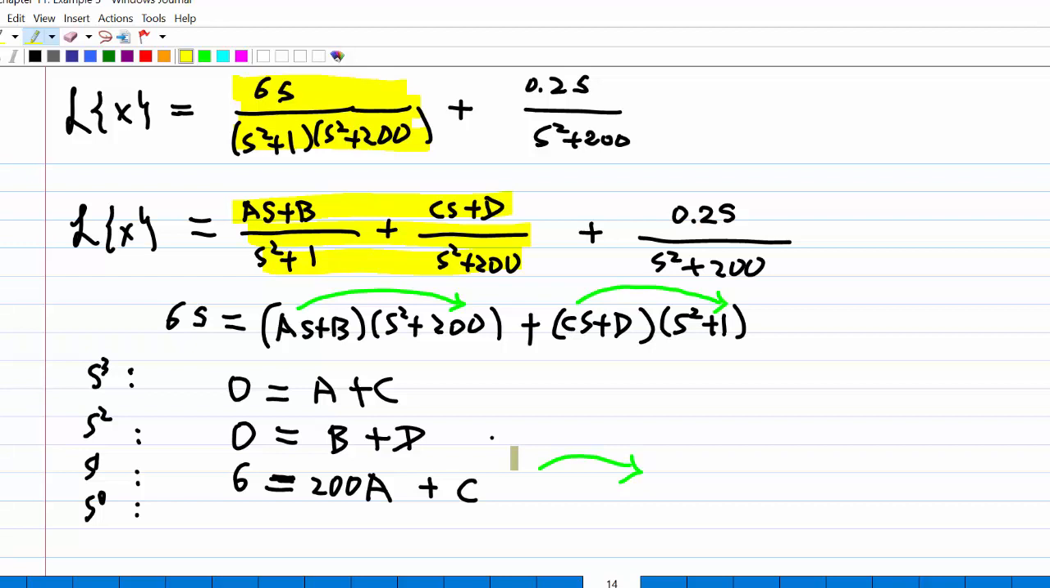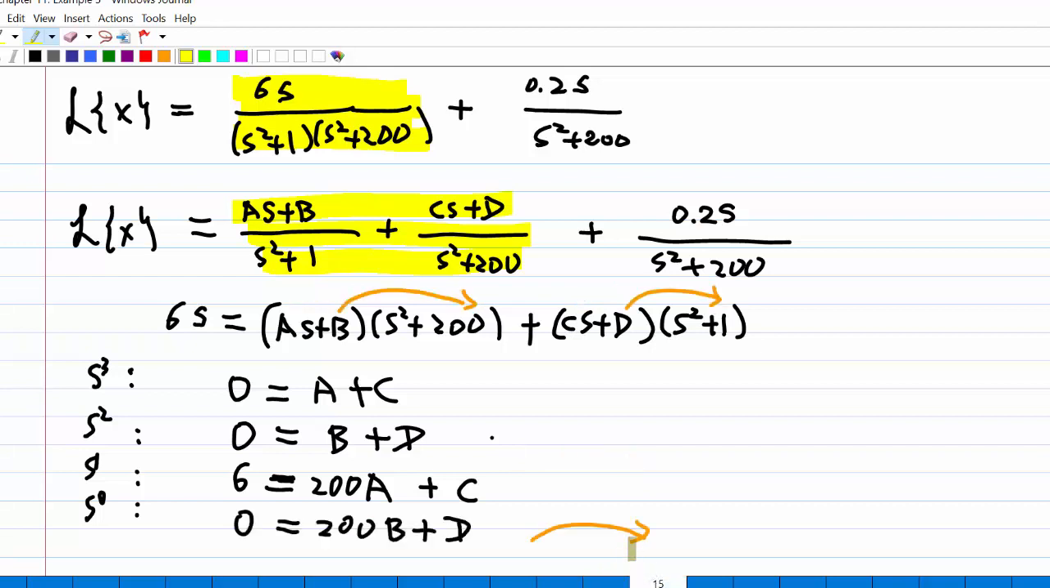Finally, the fourth equation, compare constant. Left hand side is 0. Right hand side is 200b plus d, indicated by the orange arrow. So we have four equations, four unknowns.